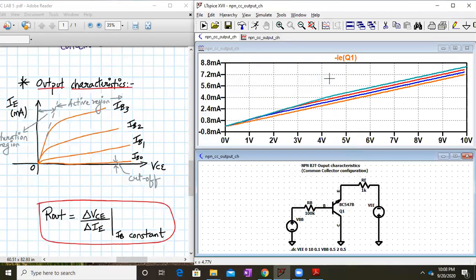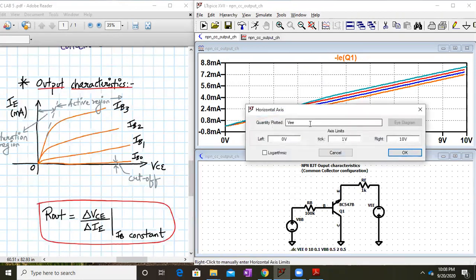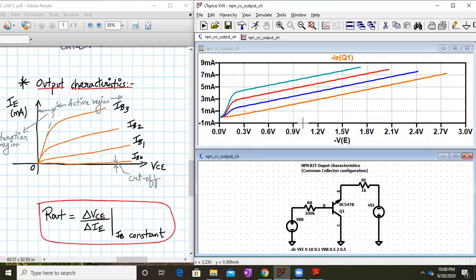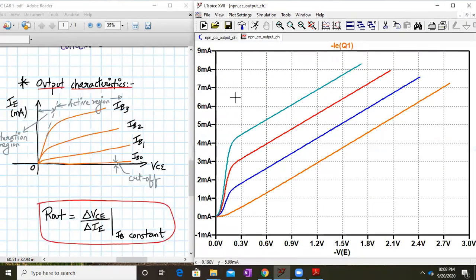We click on OK, and we are getting some characteristics, but this is wrong because we have to plot VCE on the x-axis. So we need to change it to that. So what is VCE? VCE will be VC minus VE. Here the collector terminal is grounded, so it will be minus of VE. So I will plot over here minus, and I'll write inside capital E. Okay, so these are my correct characteristics now. So these are my output characteristics.